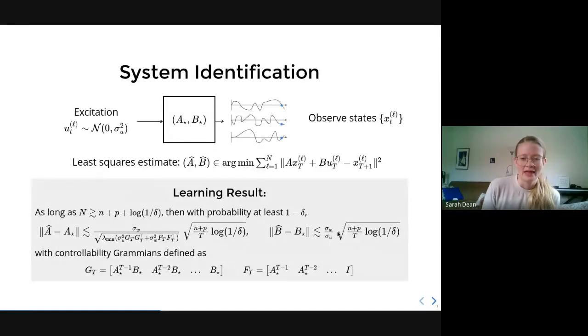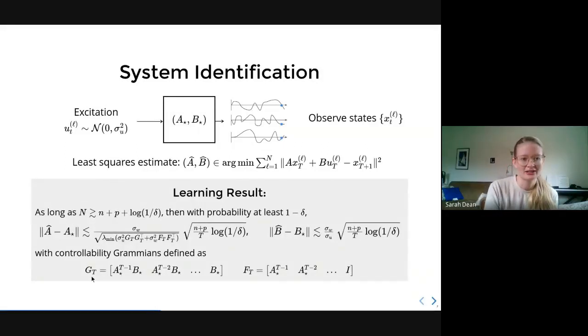And so, right, we have this SNR term for estimating the B matrix, our control matrix, but for the A matrix, it looks a little bit different. At the top, we still have the process noise, but instead of just having our injected noise in the denominator, we actually have the square root of the minimum eigenvalue of something like a Gramian matrix. So these matrices, G describes how the inputs propagate to the state, right?